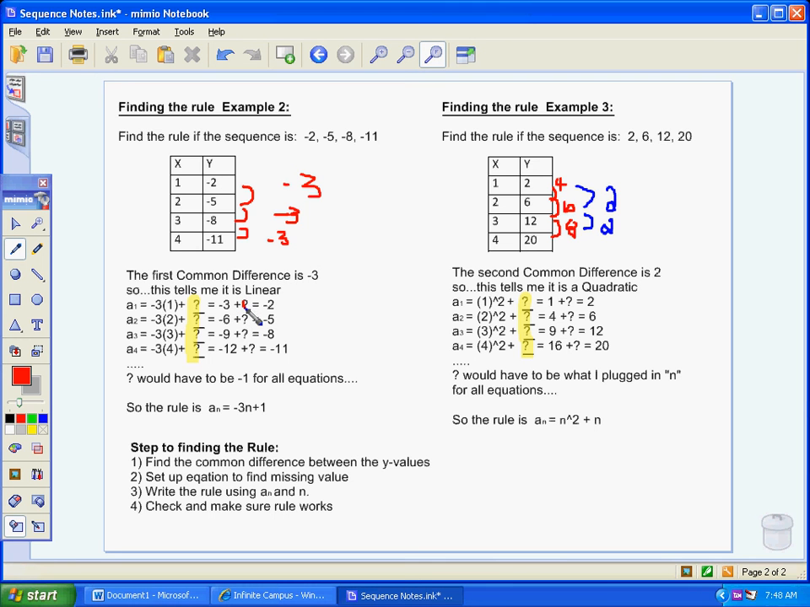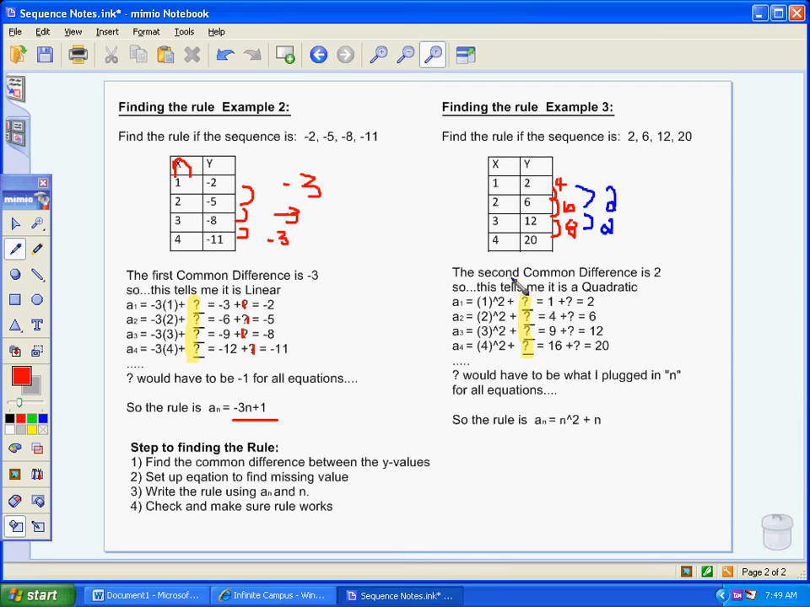So if I plug in 1, I get -2. -6 plus 1 gives me -5. -9 plus 1 gives me -8. Now this is just by plugging in the 1, the 2, the 3, and the 4 right next to your -3. Again, -12 plus 1 gives me -11. So my rule is -3 times my n value, plus 1, and my n value came from these right here, which is your x value. Now, you check to make sure that it works. So if I plug in 4, 4 times -3 is -12. -12 plus 1 gives me -11.